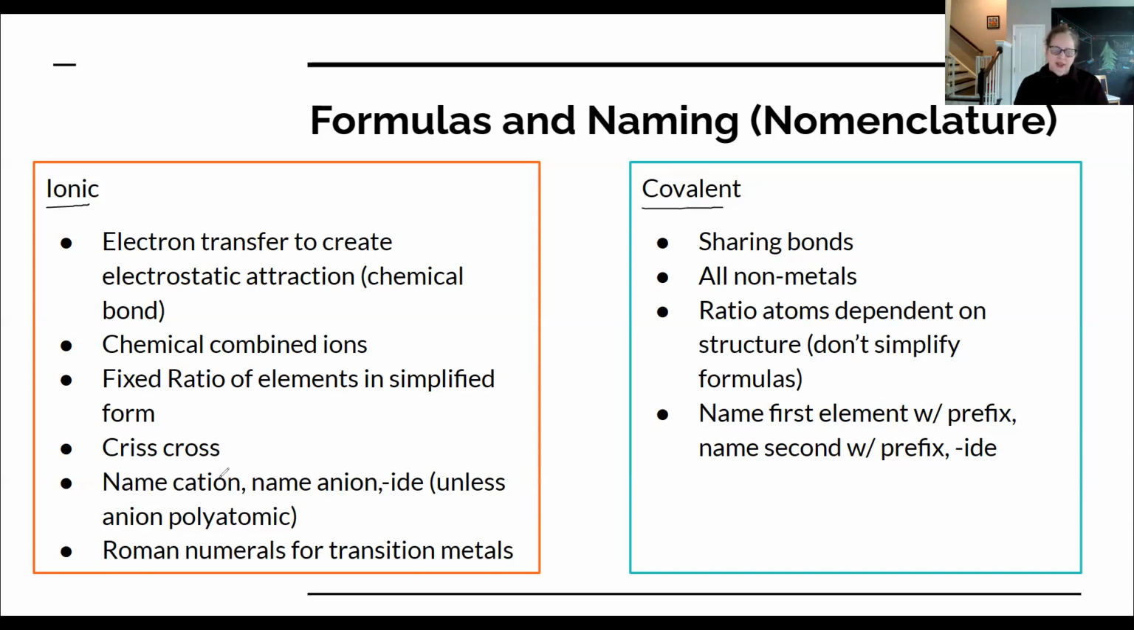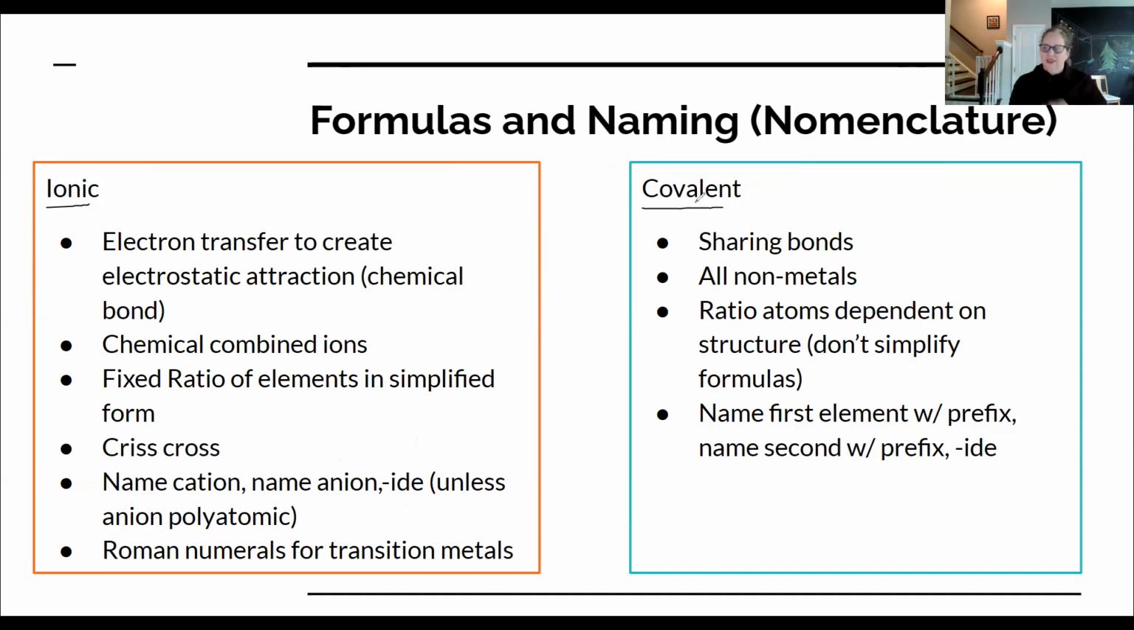For naming, you name the cation first, then the anion, and change the ending of the anion to "ide" unless it was already changed from being a polyatomic. And in ionic bonds, sometimes we'll see Roman numerals in the names because the transition metals can have a different charge, but they are still your cations, your positively charged ions.